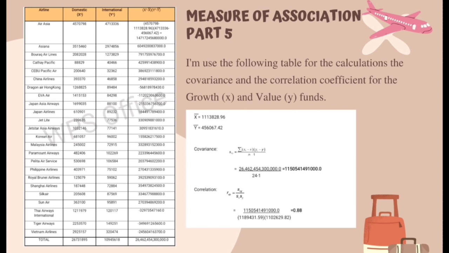456067.42. So, to get the covariance, we need to subtract X bar from the value of the X variable, multiply by the value of the Y variable minus Y bar, and divide by 24 minus 1. And the answer will be 1150541491000.0.